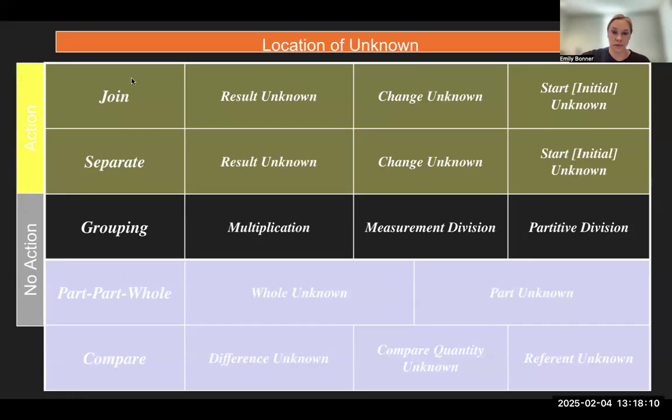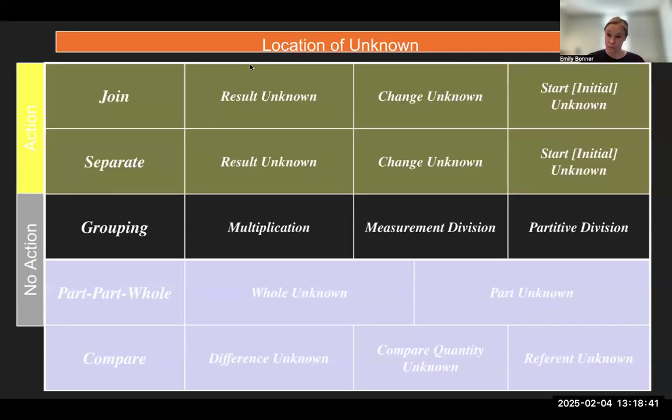So a join problem would be something that generally looks like addition to us. A student can usually solve a separate problem multiple ways, but we call it a separate problem because of the wording that we see. So a join problem, if it has the result unknown, that means that final value is going to be unknown. The change is that middle value, and the start is that first value. So the easiest type of problem for a child to solve is a join problem with the result unknown.